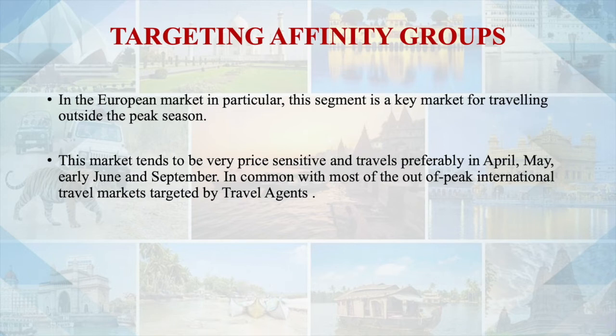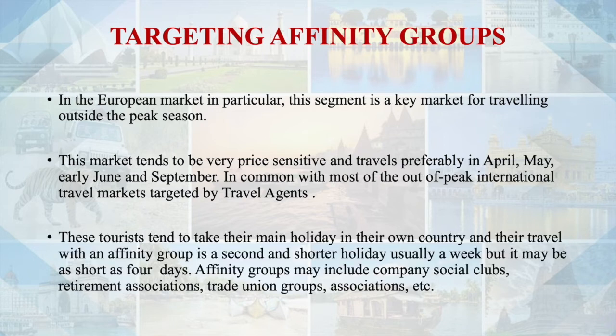In terms of international markets, there are specific strategies designed by the travel agents. These tourists tend to take their main holiday in their own country and then travel with an affinity group for a second or shorter holiday, usually for a week, which could be as short as 4 days also. Affinity groups may include retired people. They may include trade union groups and associations and senior members of government.